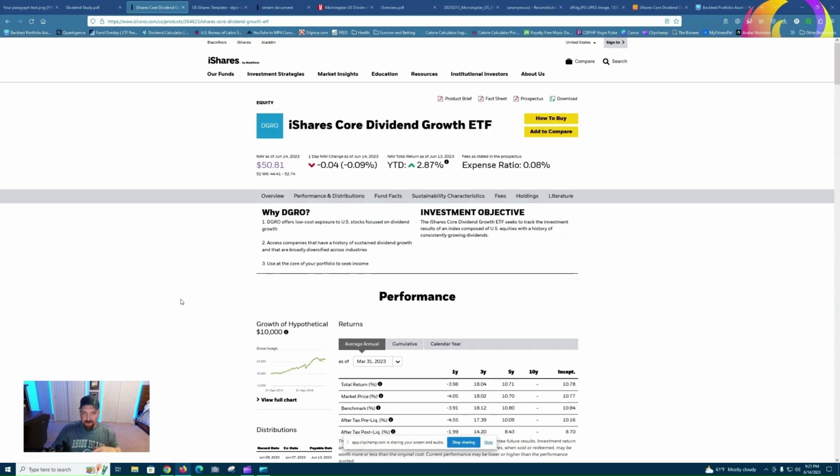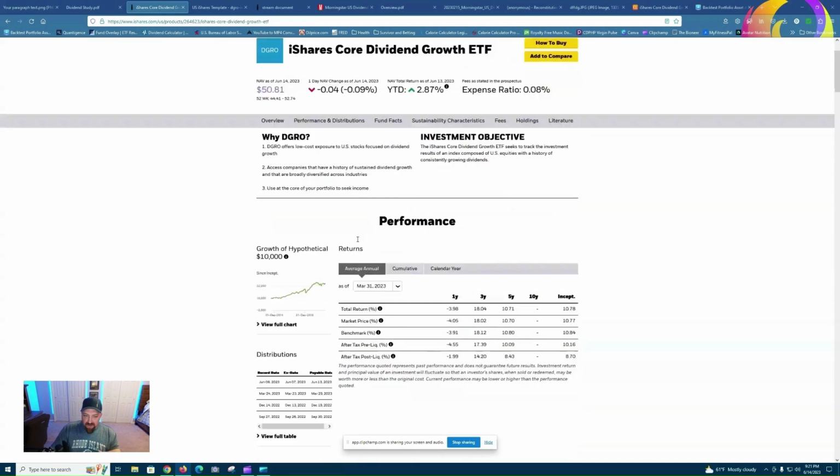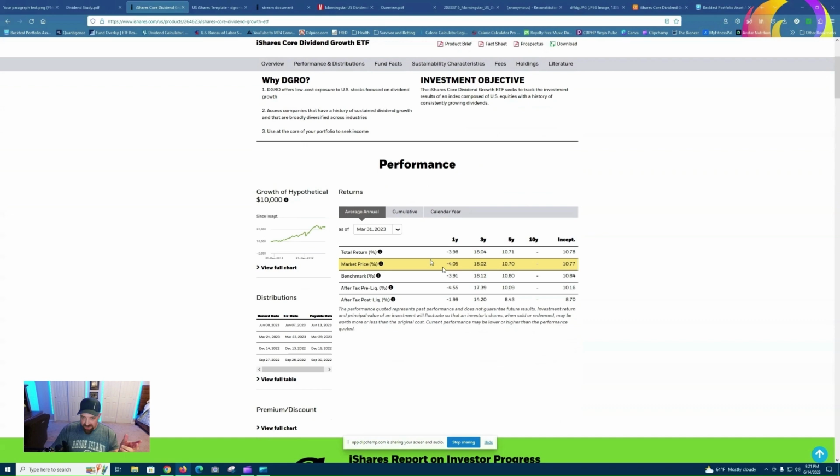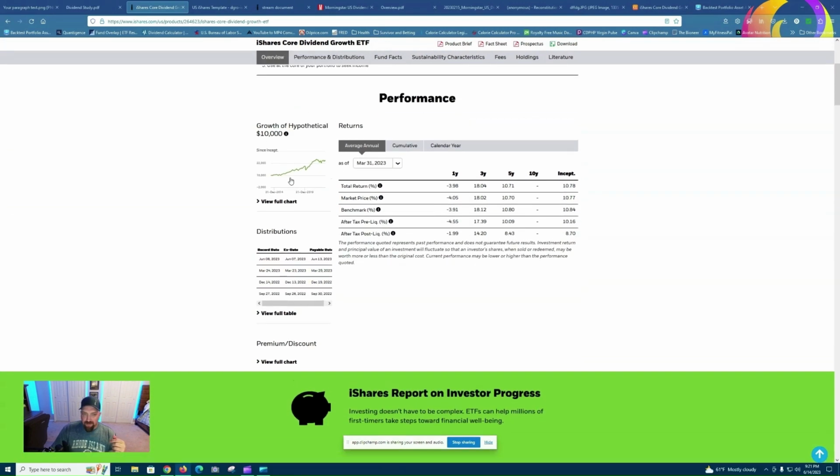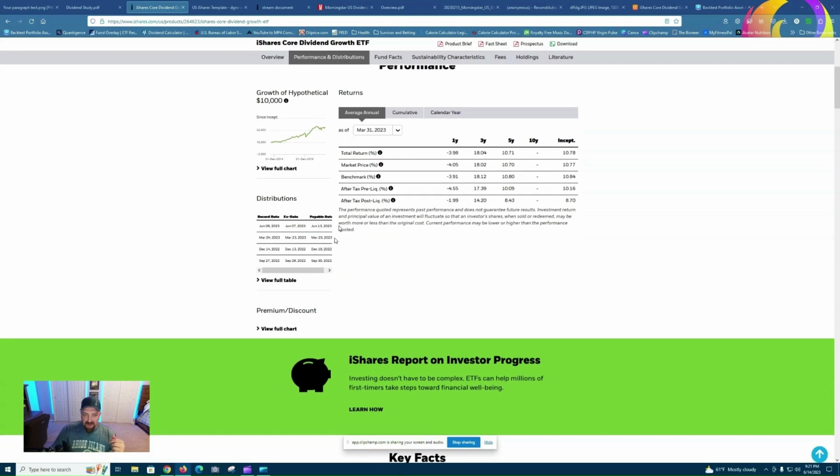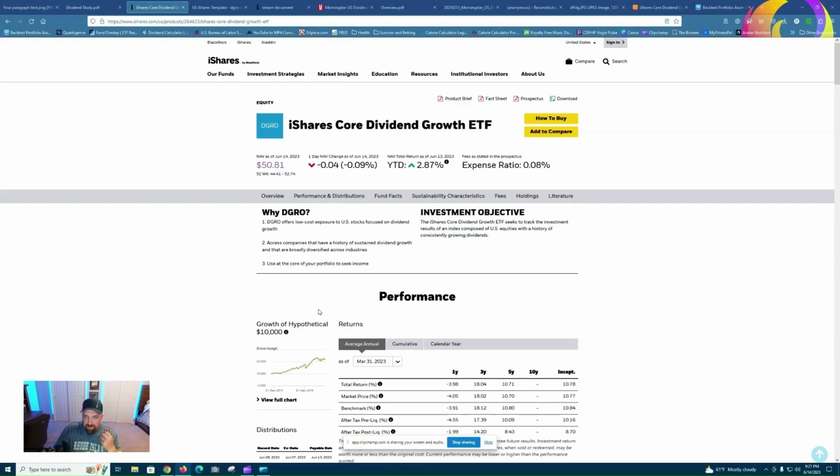So here is the website for DGRO on iShares. They have a whole bunch of bells and whistles here. You've got total return. Here's a hypothetical $10,000 from 2014, what you'd have, distribution dates. The vast majority of ETFs pay on the same cycle, March, June, September, December, because that's where most companies pay dividends, that rotation. So that's when most of your ETFs pay, unless they're a monthly payer. So some other stuff we'll go over.